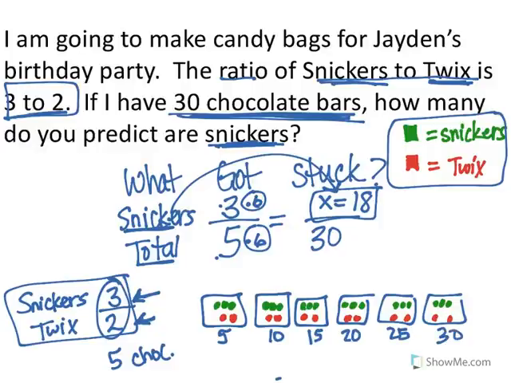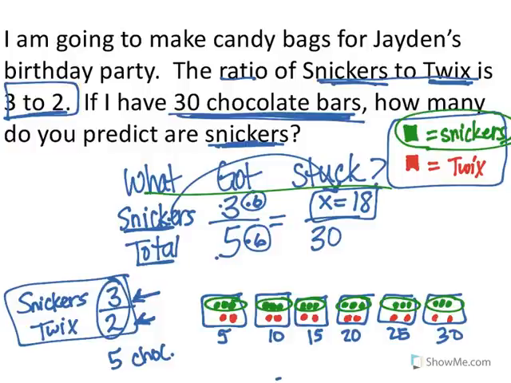Out of those 30, how many are Snickers? Well, according to the key, the green represents the Snickers. So let's see, 3, 6, 9, 12, 15, 18. So here you see 18 Snickers. Again, guys, you can draw it, but usually it's going to take much longer to draw it than to do the what got stuck method.